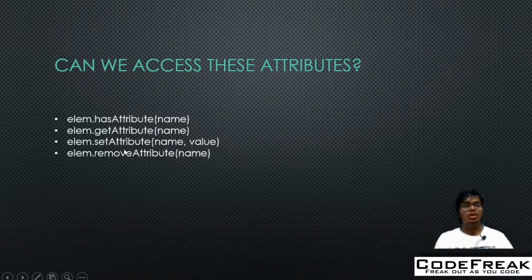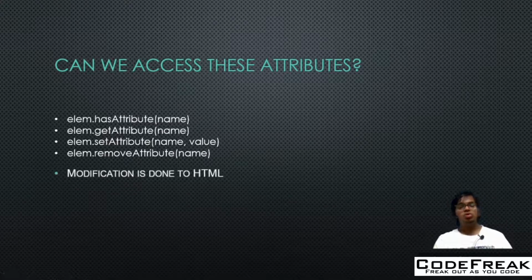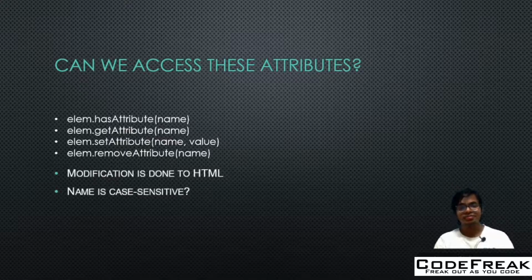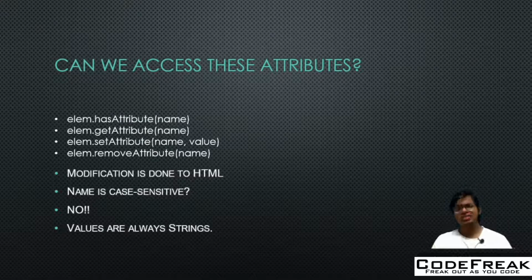That's what you can do here, and you can remove a particular attribute. So this is how you can actually access them. But the modification is done to HTML. Name case sensitive? No, it is not case sensitive. Values are always strings for attributes. In the input tag example that we had taken little previously, you saw that for class equal to, you put my class in the strings, so it's always a string.